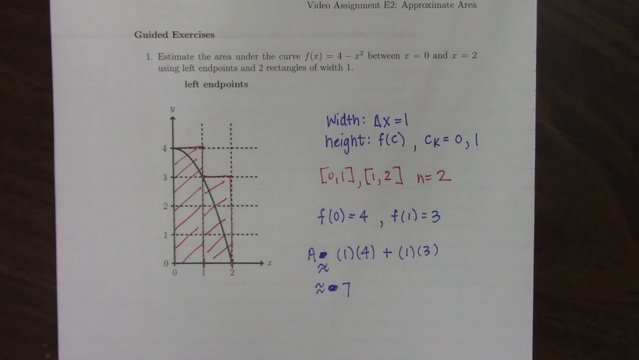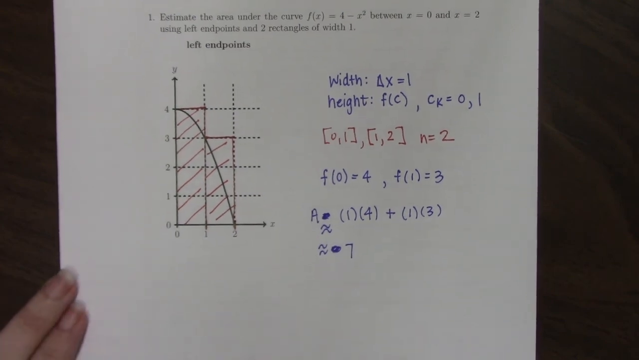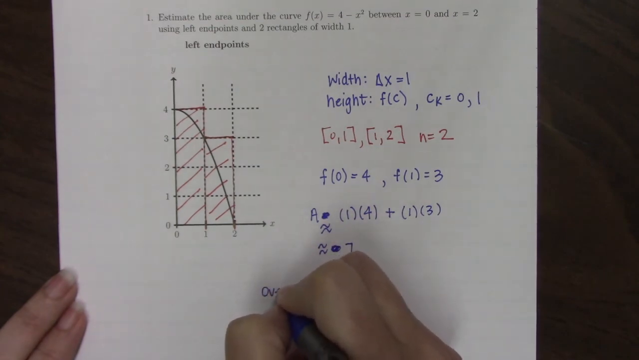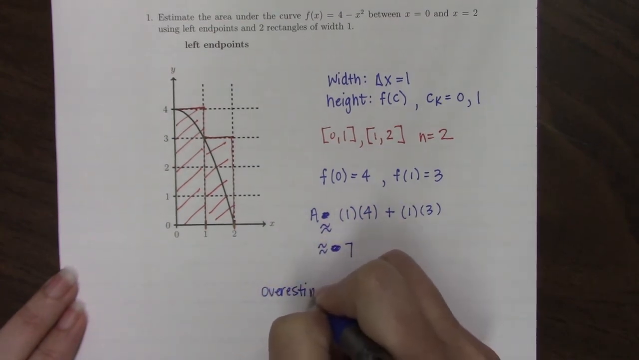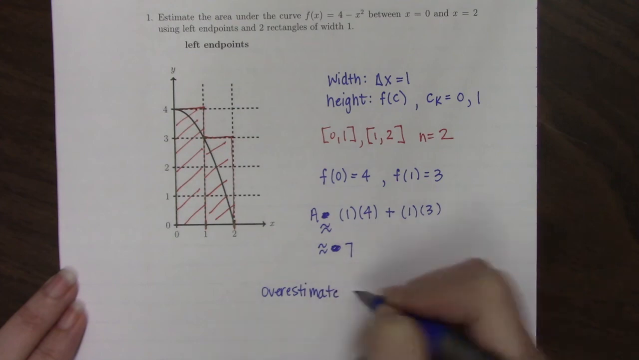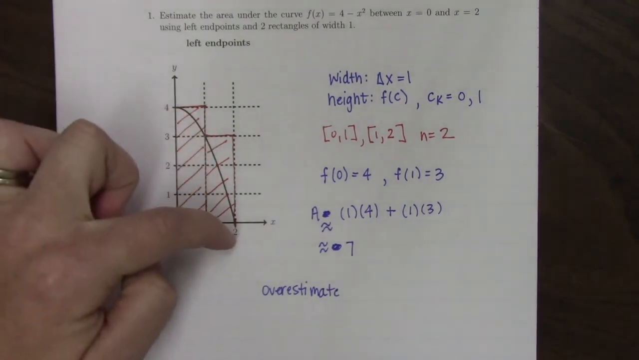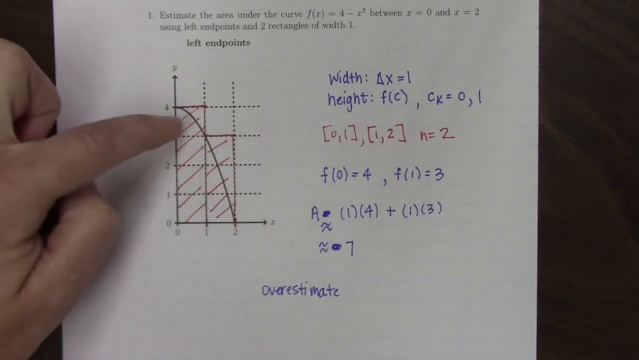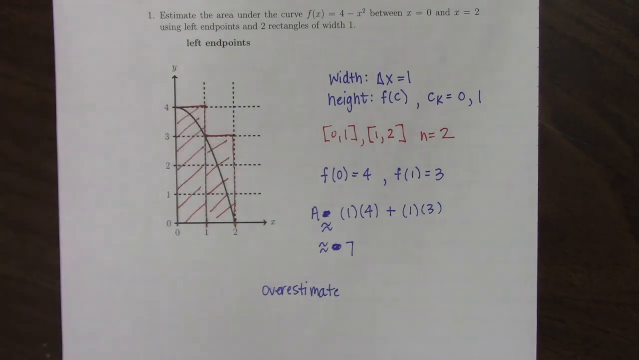It is not the true area between the graph, and in this case, we can see it is an overestimate. I know it's an overestimate because I captured more area than I actually had in the region itself. So the goal is to just find the region between the curve and here, but I grabbed a little bit extra.